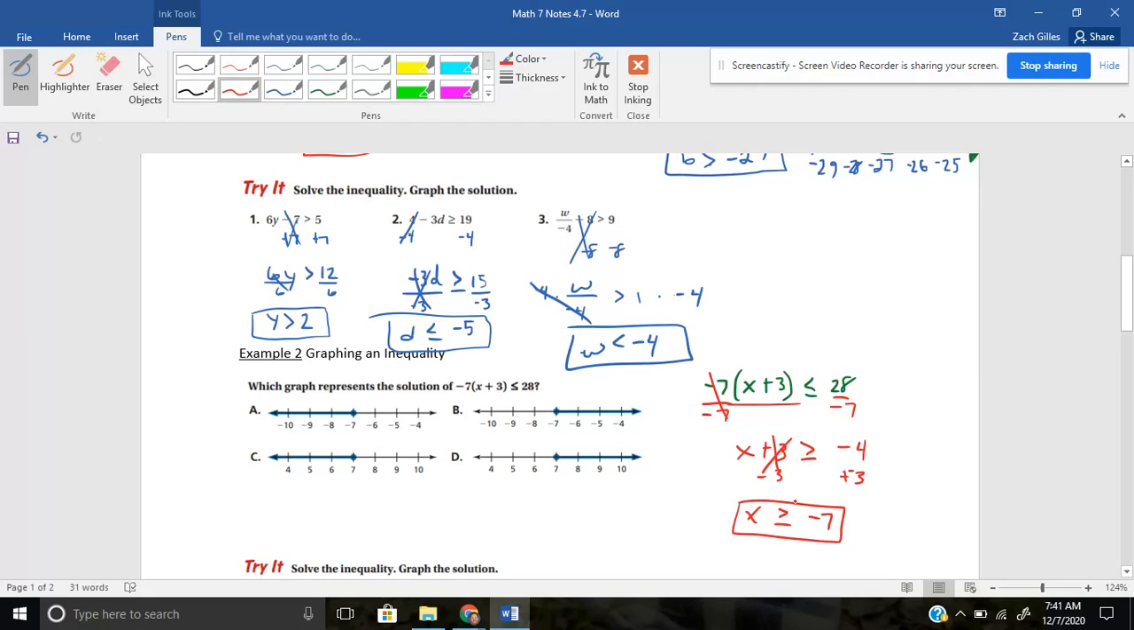Okay, that's one way to do it. A lot of students prefer that. They're just getting rid of the multiplying by negative 7 first on both sides.